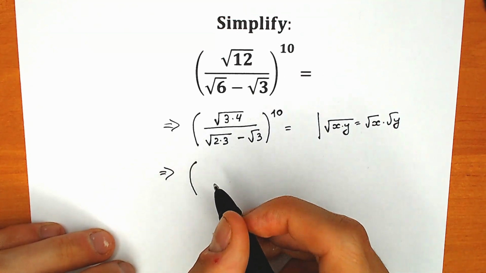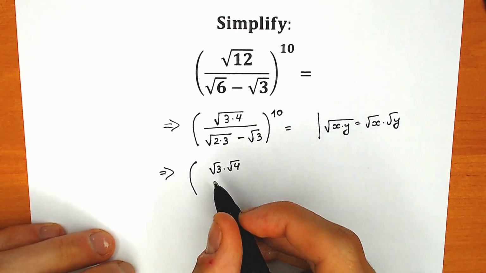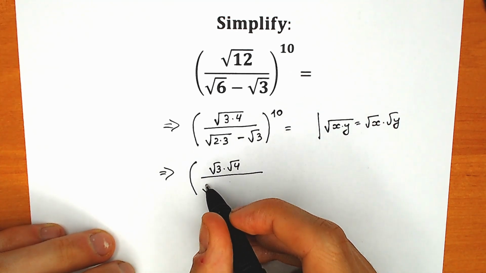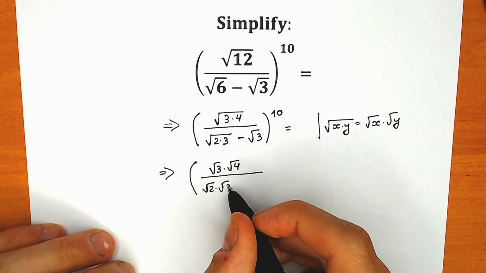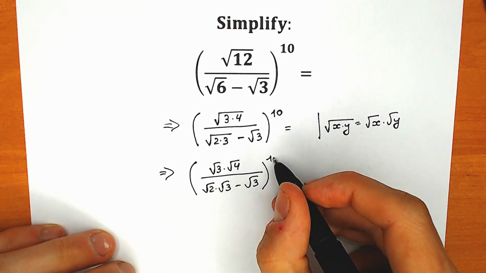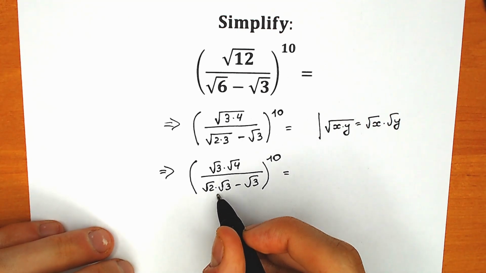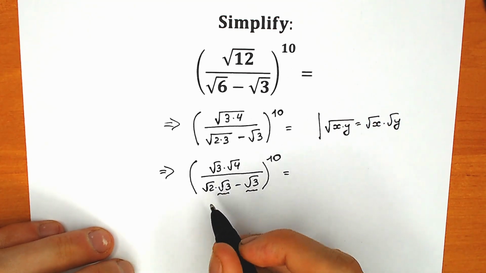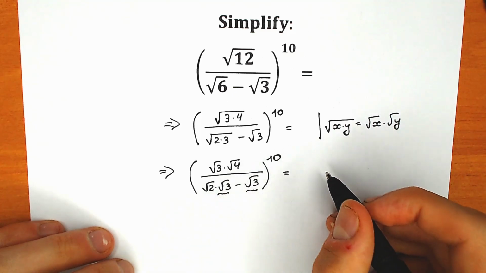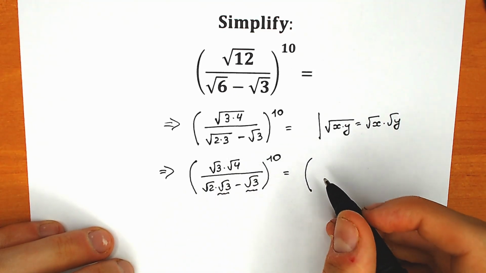In our numerator we will have square root of 3 times square root of 4. We're gonna divide it by square root of 2 times square root of 3 minus square root of 3, and of course, don't forget about raising to the power 10. Right now we have square root of 3 here and square root of 3 here, so we can easily factor it in our denominator. And here square root of 4 is equal to 2. So as a result, we can simplify this a little bit.